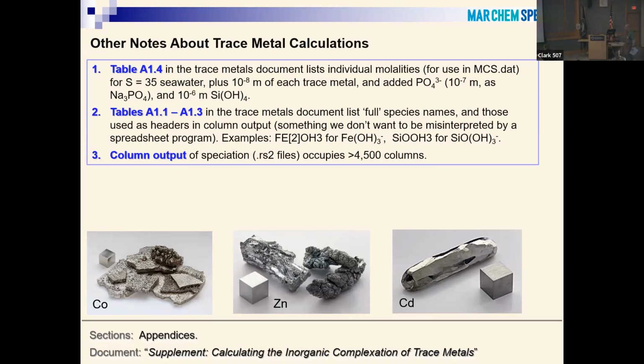Another thing, if you're looking at output, not the comma separated values output, but the RS2 file, because there are 100 species, one line of output occupies about 4,500 columns, so you're going to need a fairly manly text editor to cope with that. Otherwise, you're going to get lines wrapped or possibly truncated. I don't know. Just something to be aware of.